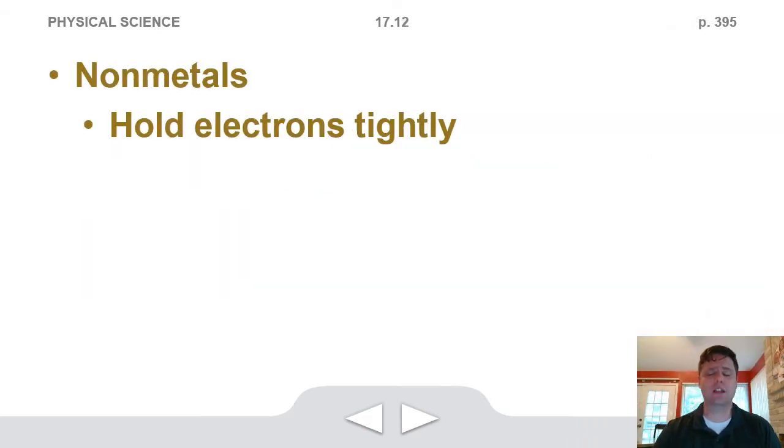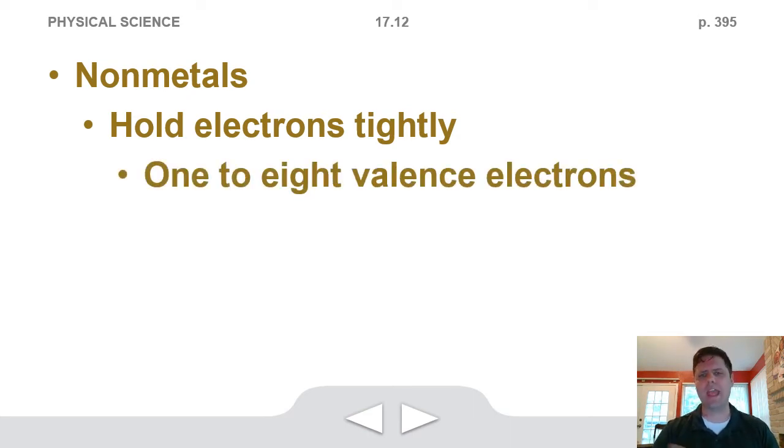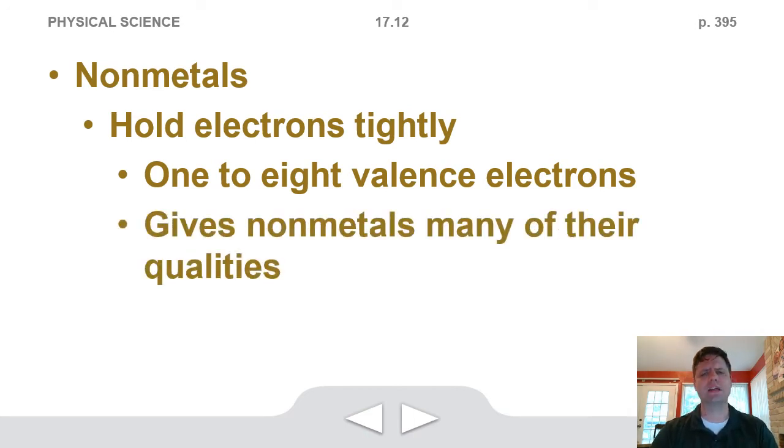Then we have the nonmetals. These hold electrons very tightly. They usually have more valence electrons. They have 1 to 8 of them, but they have more valence electrons in general. And they usually are trying to hold on to their electrons, and they have an affinity for taking on more electrons if they can get them. So metals usually want to give up an electron or 2 or 3, whereas nonmetals want to receive 1, 2, or 3 electrons. And again, this gives nonmetals many of their qualities as well.